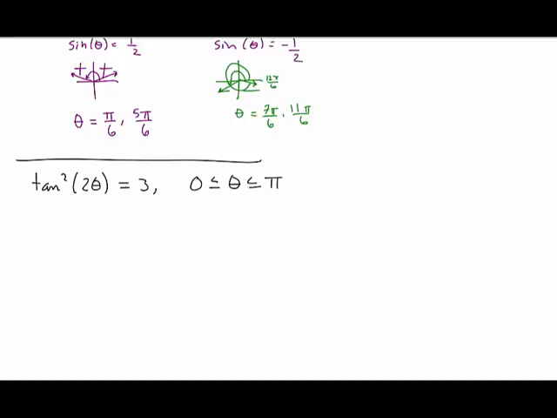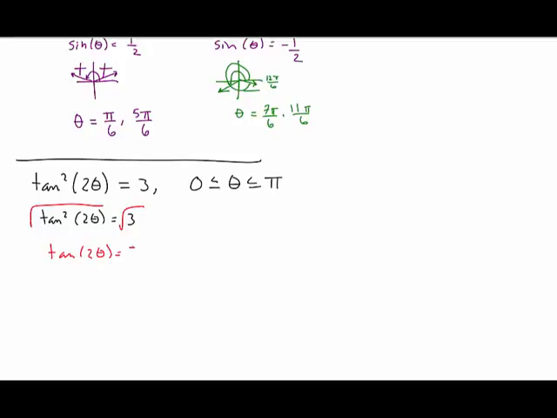So if I wanted to graph this function, I could, but I'm just going to go after my knowledge of the unit circle to get me started. So let's go ahead and think about tangent squared of 2 theta equal 3. I would like to get tangent 2 theta by itself, so I'll take the square root of both sides. The square root of tangent squared of 2 theta is just tangent of 2 theta.